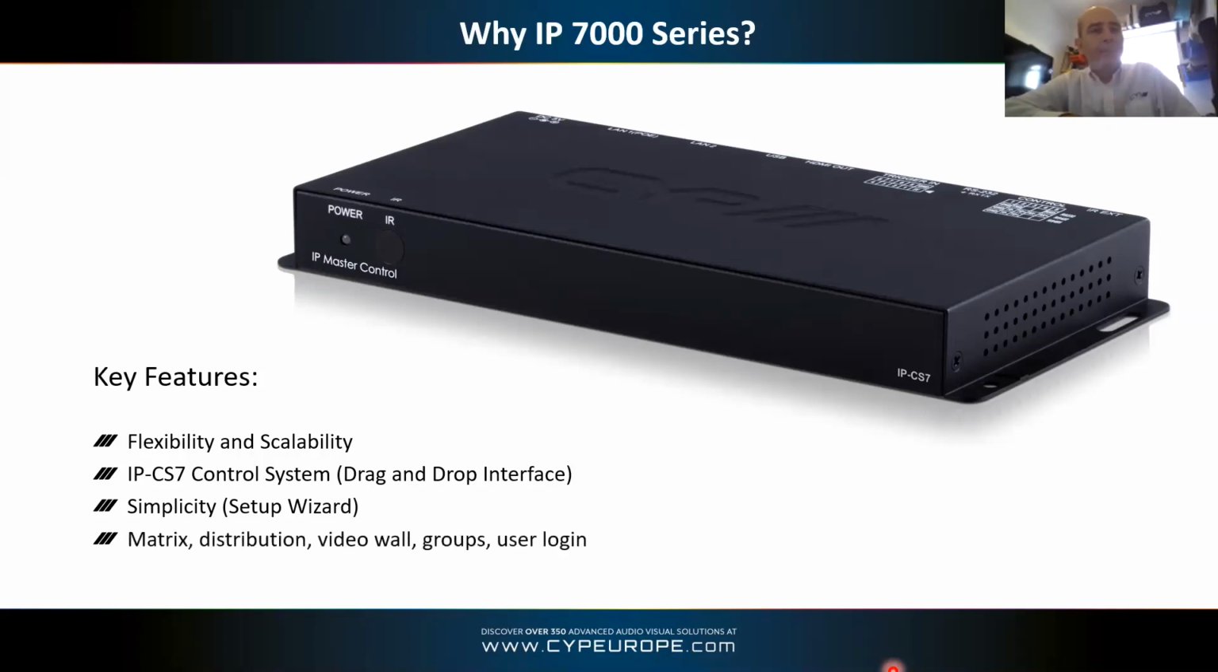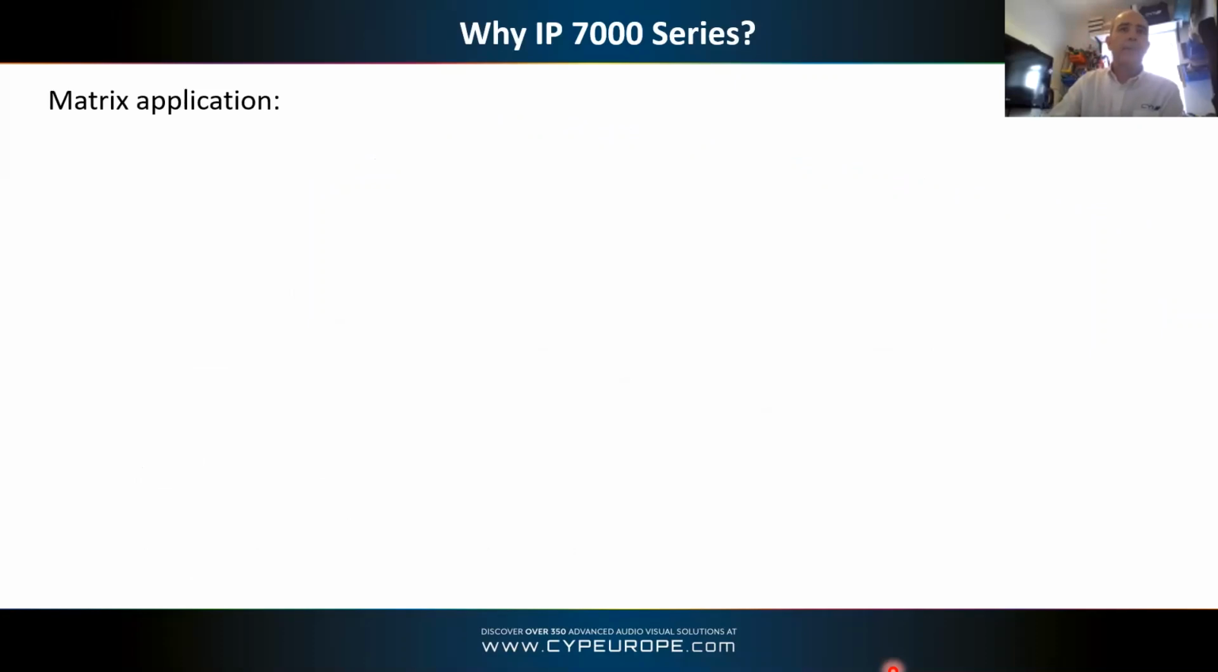And as Kev's already touched on, this can then be used as a matrix, so you can have a full matrix system. You can use it for one-to-many distribution. You can use it to set up video walls, screen groups, and there are separate user logins. And we'll touch on all of these bits as we go through. And it is quite cost effective as it's all based around a 1 gig solution. It's a 1 gig network switch. Those are now relatively inexpensive. So again, that's a nice part of this system, that it is relatively cost effective.